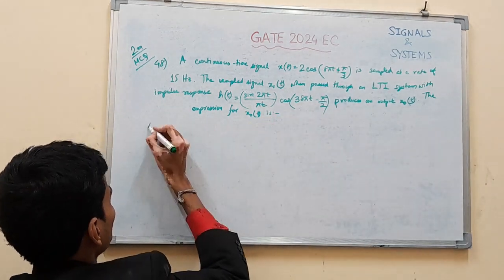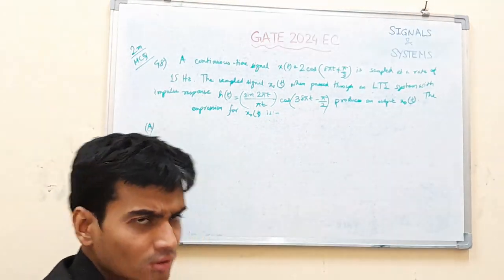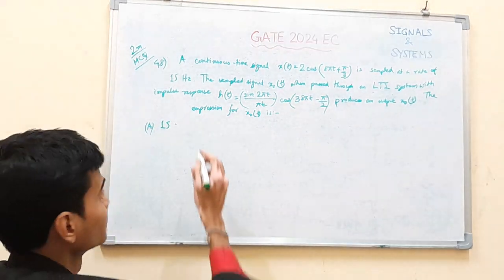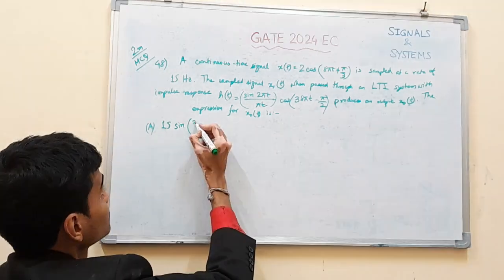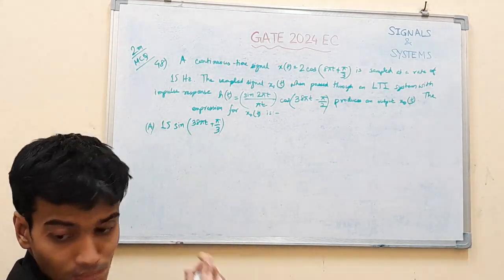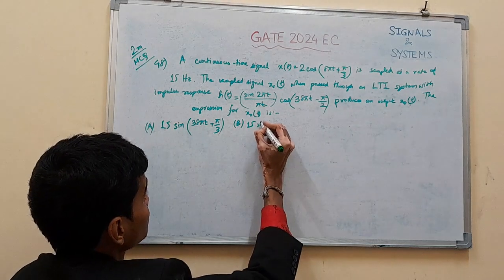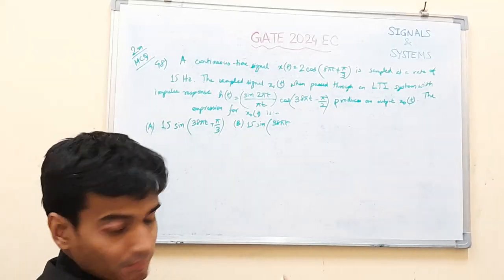It is a bit conceptual and also somewhat lengthy, I would say, as many steps have to be followed. Option A, 15 sin (38 pi t plus pi by 3). Option B, 15 sin (38 pi t minus pi by 3).